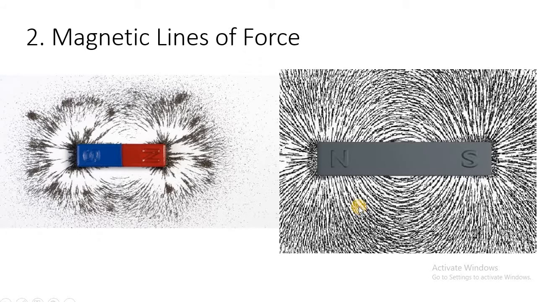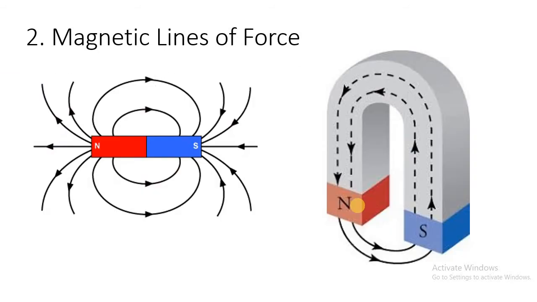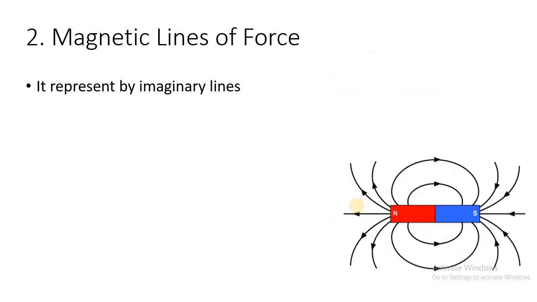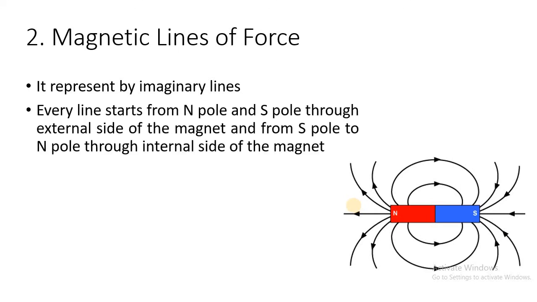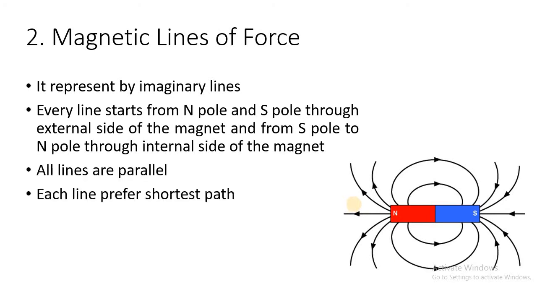Then the second term we have discussed is magnetic lines of force. So let's discuss the points we have seen. All the magnetic lines of force are imaginary lines. Every line starts from N pole to S pole through the external side of the magnet, and from S pole to N pole through the internal side of the magnet. Then all lines are parallel, they don't intersect each other, and each line prefers the shortest path.